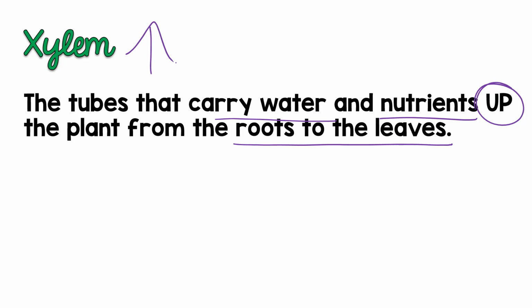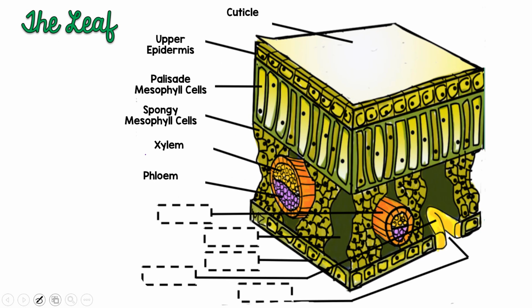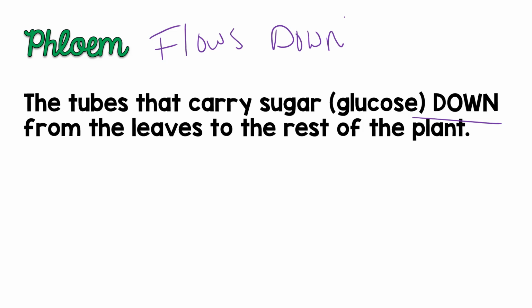Right next to the xylem is another set of tubes, and those tubes are called the phloem. Now, the phloem, unlike the xylem, is going to be going in the opposite direction. So with the phloem, I want you to think phloem flows down. And what needs to go down a plant?